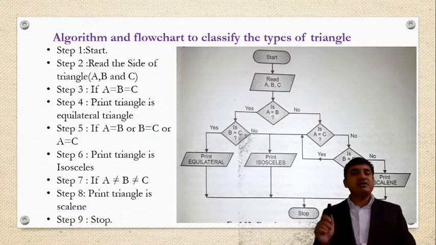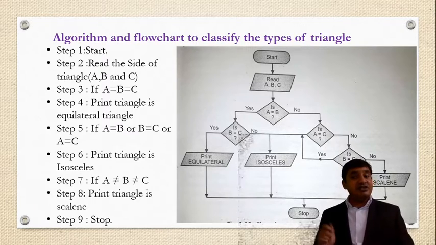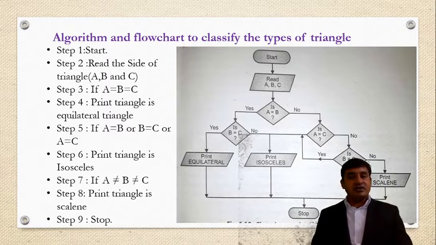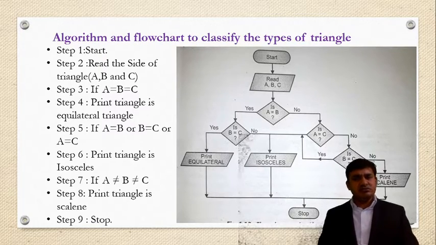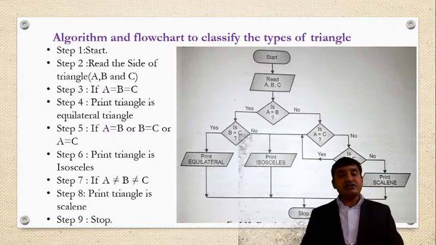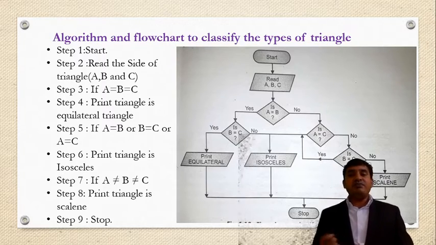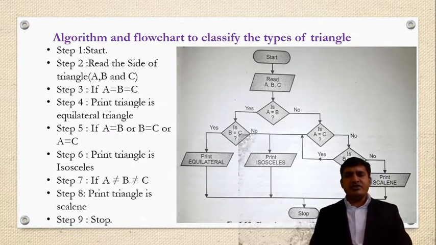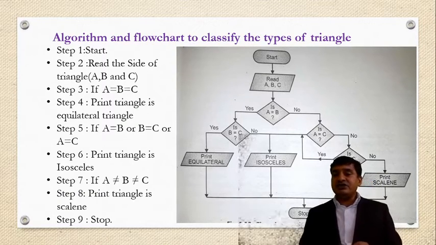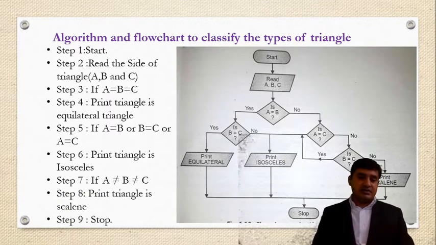Is A equal to C? If this condition is false, okay, then check the condition: is B equal to C? Okay, if this condition is false, that is no, then no side of the triangle is the same, then print the triangle is scalene.